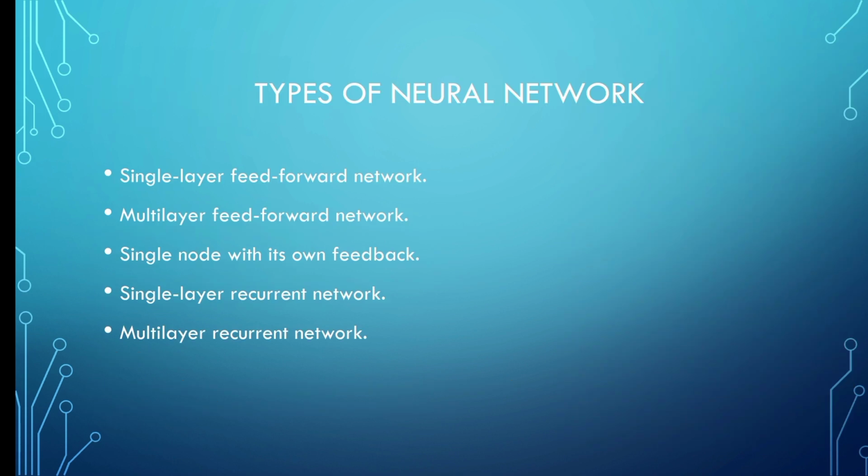There are five recognized types of neural networks: single layer feed forward network, multi layer feed forward network, single node with its own feedback, single layer recurrent network, and the last one, multi layer recurrent network.